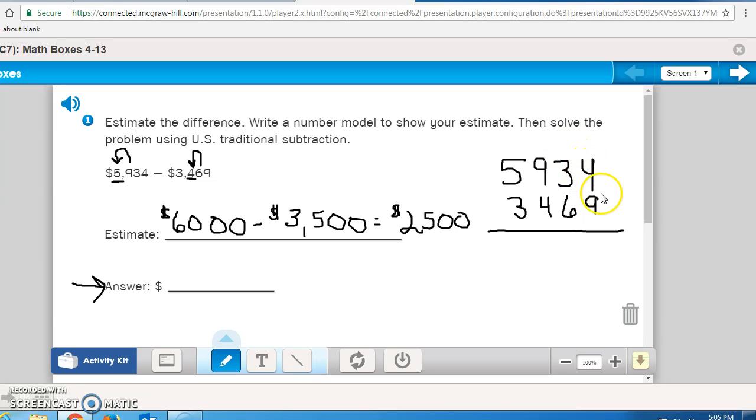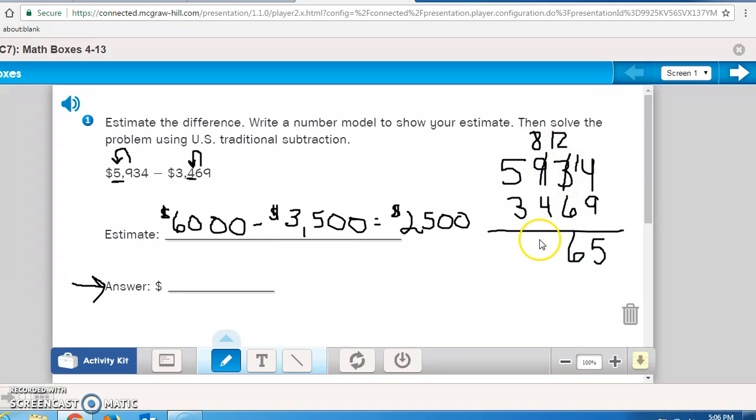So I cannot have 4 and take away 9, so I need to borrow. I take 1 away from the 3, which gives me a 2, and I put that 1 in front of the 4. I have 14 minus 9, which is 5. Now I go to the next column. 2 is what I start with. I can't take 6 away. So I take 1, I borrow it from next door, put it in front of the 2. Now I can subtract 12 minus 6, which is 6.